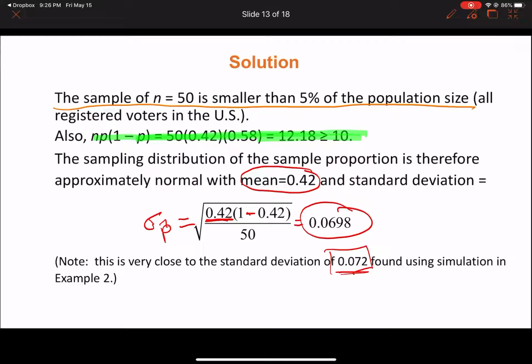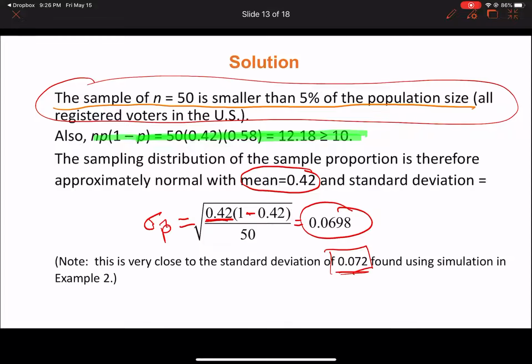On the next slide, I'm going to give you a scenario, and I want you to, number one, make sure that the sample is smaller than 5% of the population. Number two, figure out np times 1 minus p: is that greater than or equal to 10? That's something you're going to need to know. Next, figure out your mean and your standard deviation.